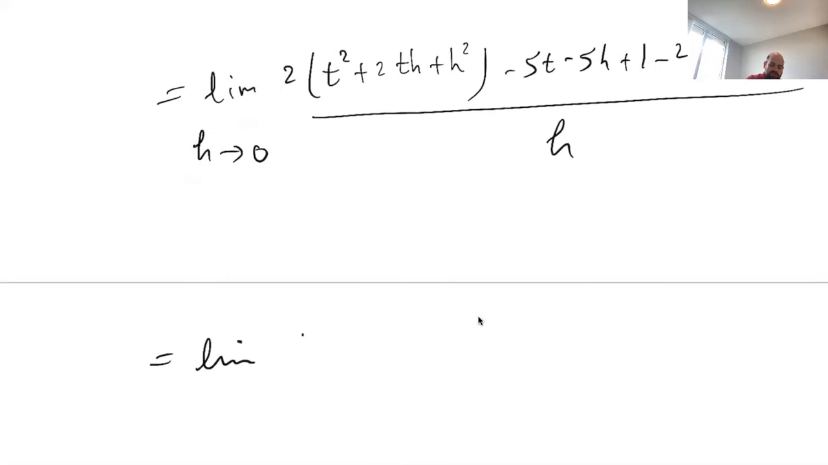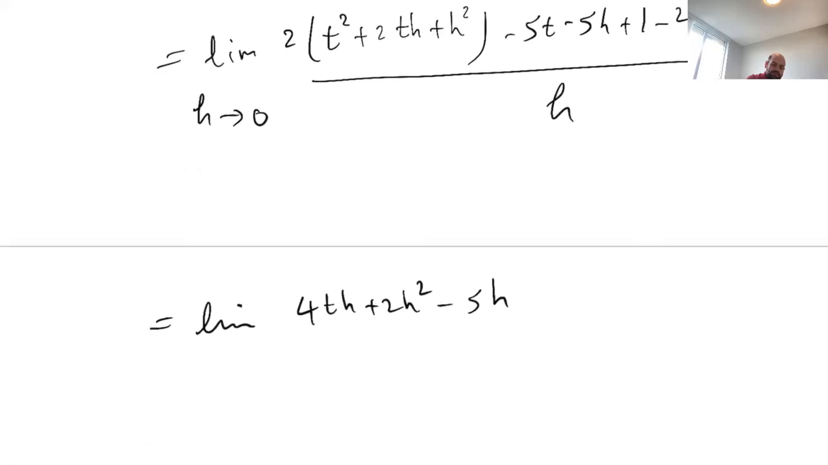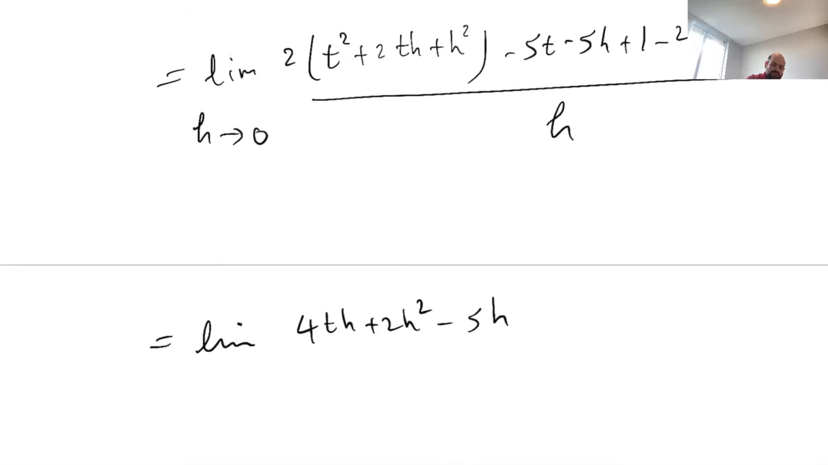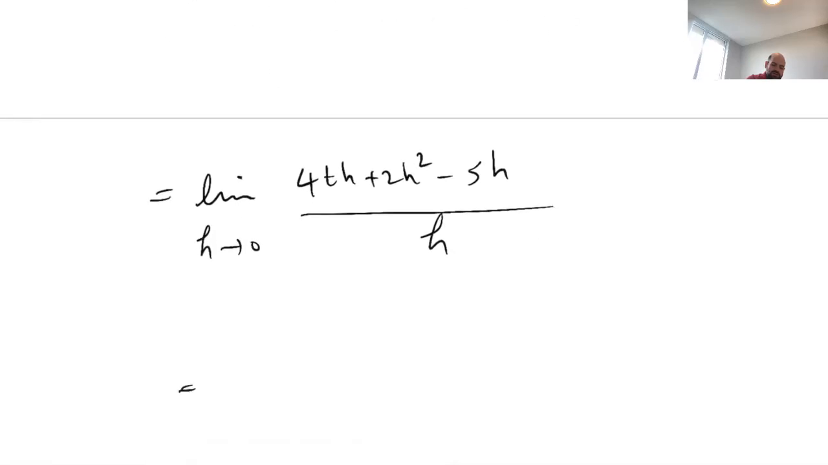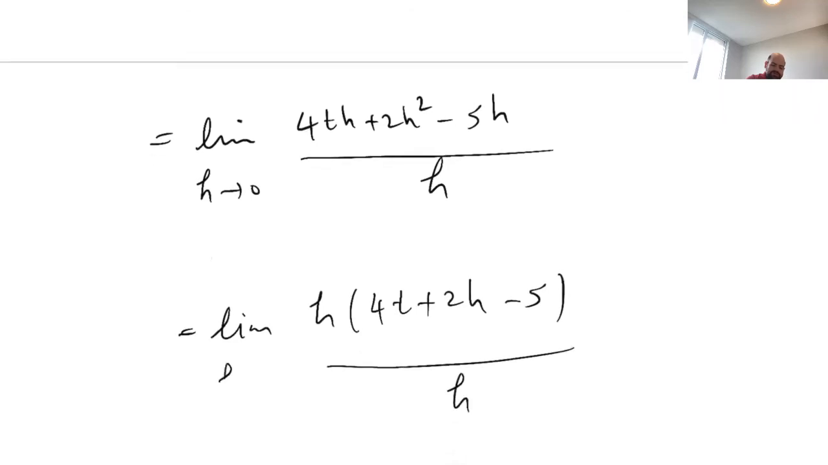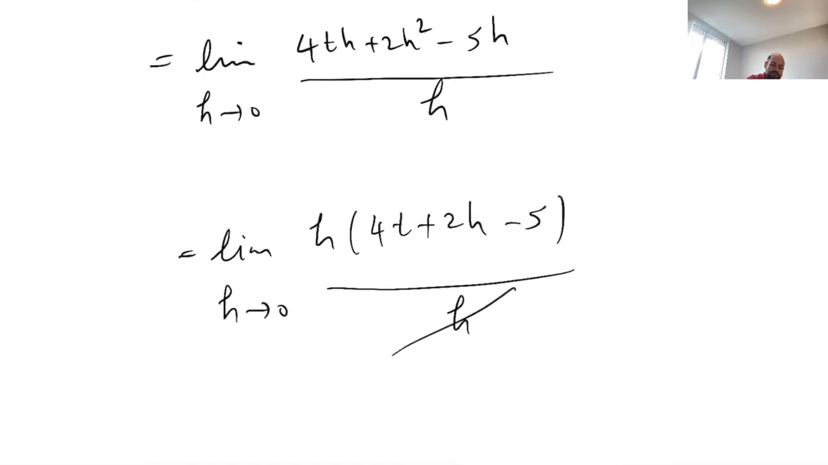So I'm going to be left with 4th plus 2h squared minus 5h, because minus 5t plus 5t, they cancel. 1 and minus 1, they cancel. So that's it, 4th plus 2h squared minus 5h, divided by h, as h approaches 0. And then this is the limit of h times (4t plus 2h minus 5) divided by h, as h approaches 0, h cancels.